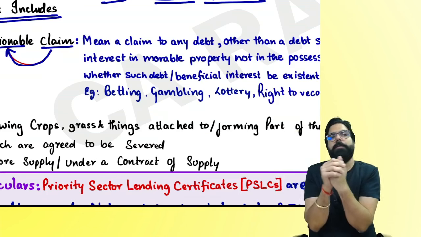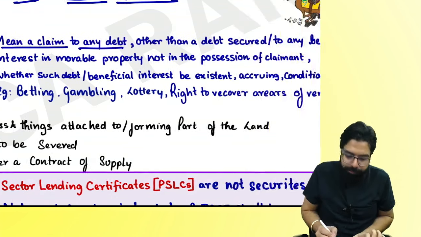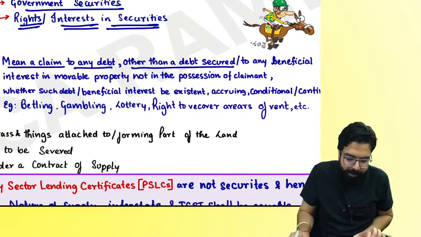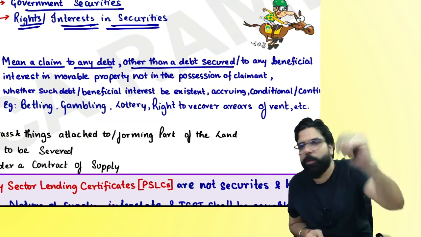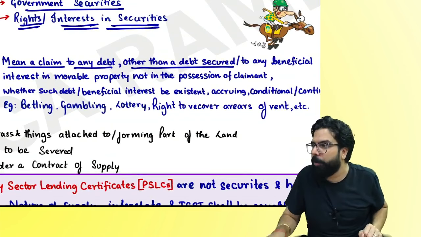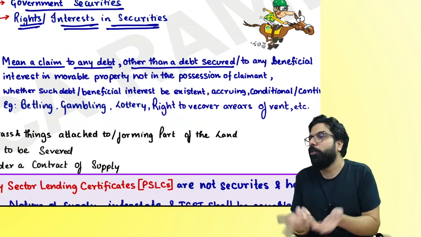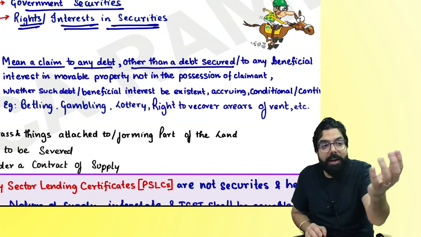I'll tell you one more example. It says it means a claim to any debt other than a debt secured. What do you mean by a secured debt? I've given him 1 lakh rupees and I've kept his property with me. Why will I take action? I'll sell the property and recover the money. So that's not an actionable claim. Actionable claim means an unsecured debt.